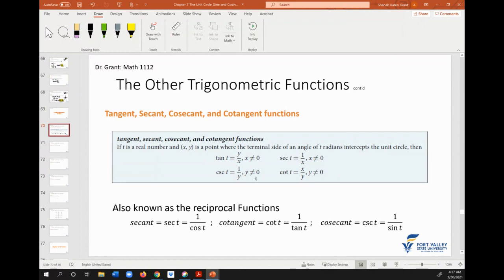We kind of did discuss tan. Tan was y over x. However, secant, sometimes abbreviated SEC, is equal to 1 over x. Cosecant, usually abbreviated CSC, is 1 over y. And cotangent, usually abbreviated COT, is x over y. We also call these the reciprocal functions because secant is 1 over cosine of t, cotangent is 1 over tan of t, and cosecant is 1 over sine of t. So if you notice, these are all reciprocals of the functions that we had before.